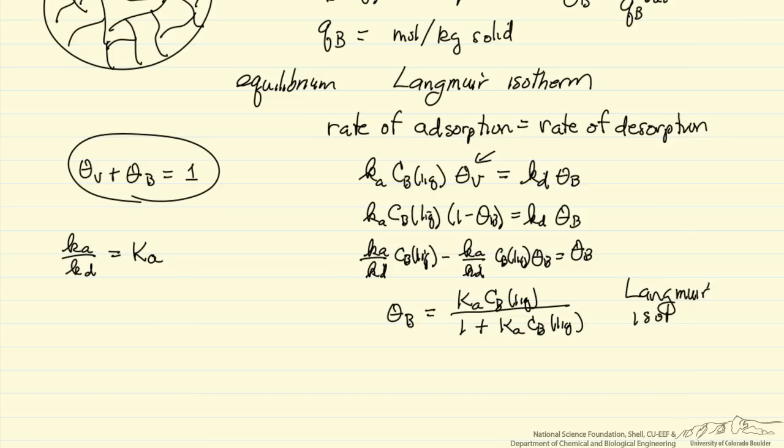And this is the Langmuir isotherm. This is commonly used to create simple models of adsorption on solids from both the liquid phase and the gas phase.